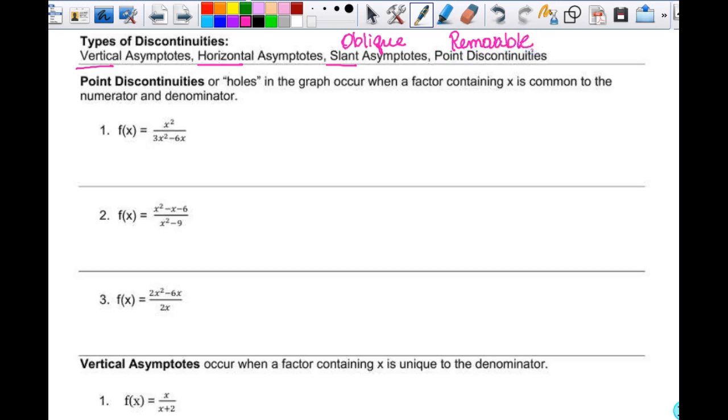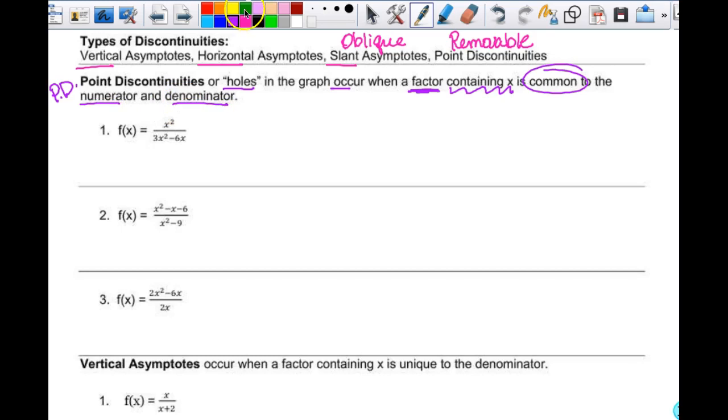Okay, and we are going to start with the point discontinuity, or removable. We talked about them in both ways. We are going to abbreviate that as PD for point discontinuities, so we don't have to write that out all the time. Or holes, that means I'm going to have a hole in my graph. Okay, point discontinuity or holes in the graph occur, so holes occur when a factor containing x is common to the numerator and denominator. Okay, so if you have a factor that's common to the numerator and denominator, that's where your hole is going to appear.